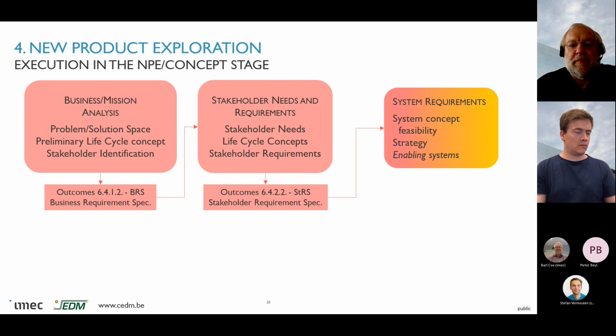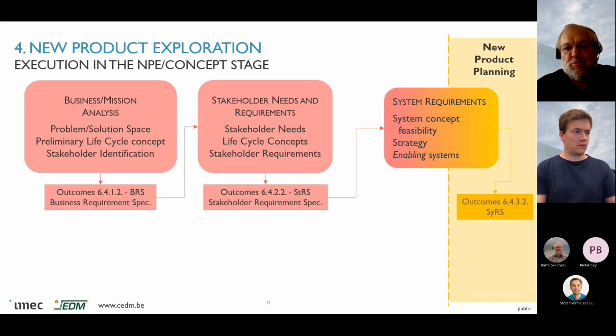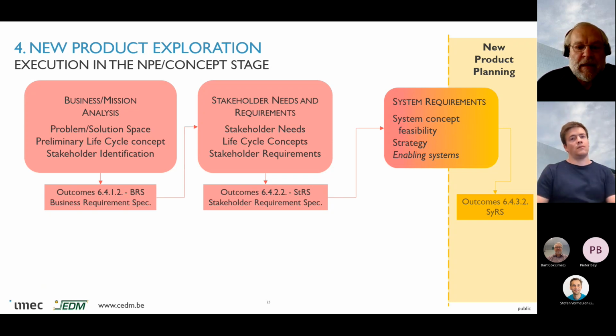This forms the input of the system requirements process. But this one is actually part of the new product planning stage. But in this exploration stage, we will start preparing for it, with a strategy for the enabling systems as always, but also look at the first concept of the system itself and its feasibility.